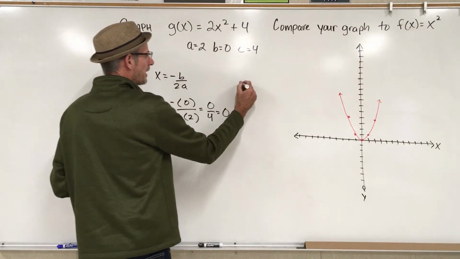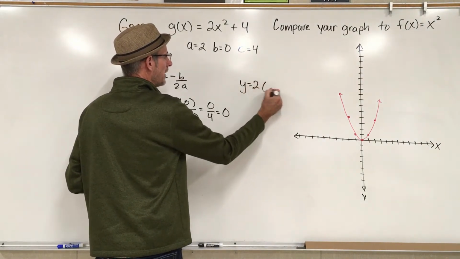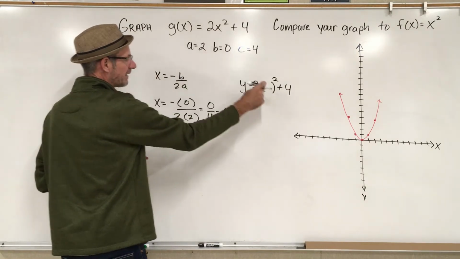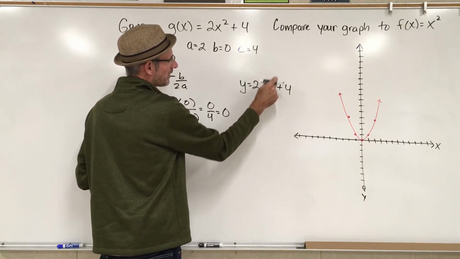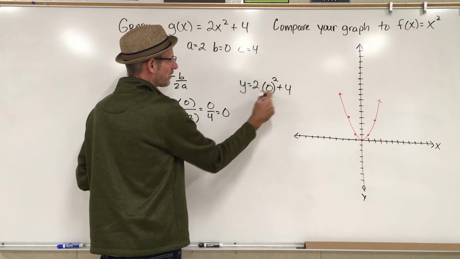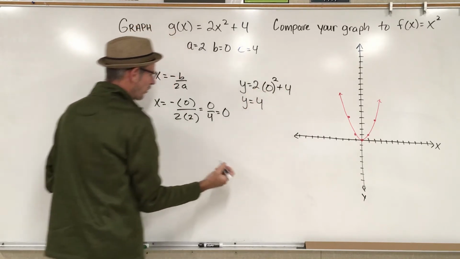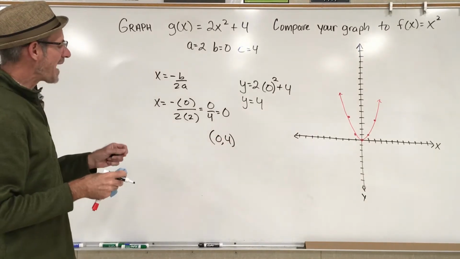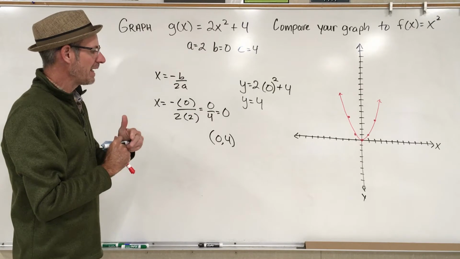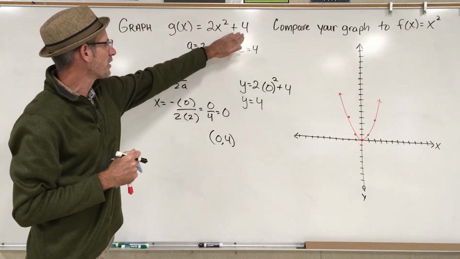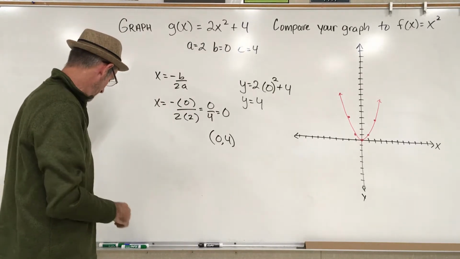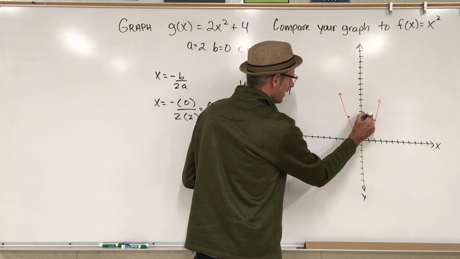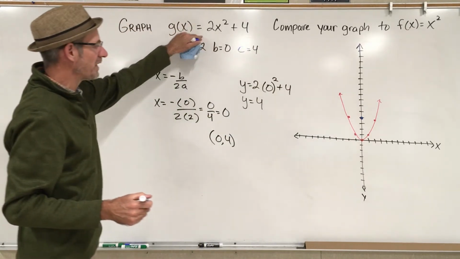Now for my y-coordinate, I'm going to go y equals 2 times [x] squared plus 4, and my x, which I will fill in, is 0. 0 to the second power is 0, times 2 is 0, plus 4 is 4. So my vertex is 0, 4. That is exactly the same thing we would say if we were saying that it was a vertical translation of 4 units, because our vertex will be 1, 2, 3, 4 right here. So that is the vertex of this function.